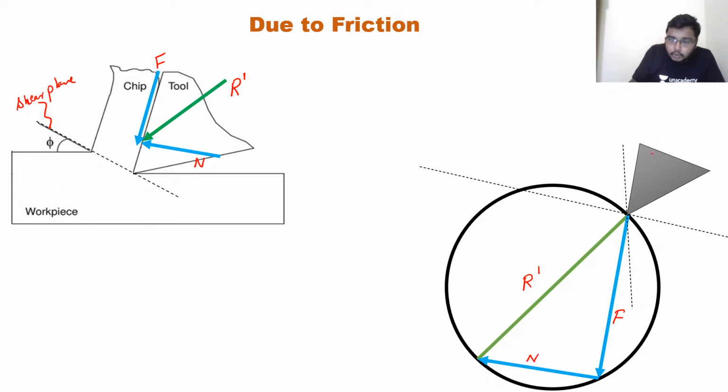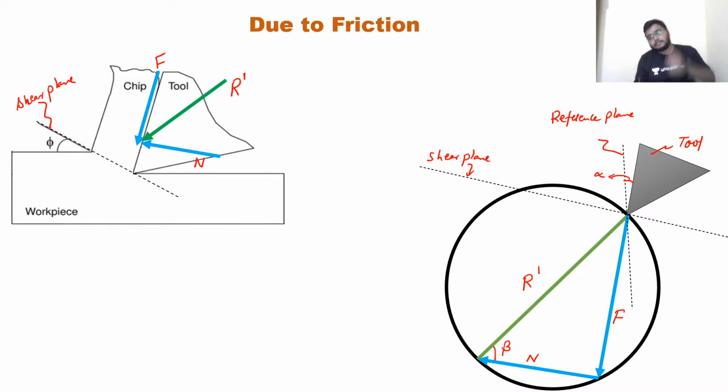This is your tool, this is your reference plane, this angle is alpha, and this is your shear plane. Clear? I hope this is clear to you. And the angle made by R dash with N is beta. I'm going to discuss these things. This beta is actually known as the friction angle.